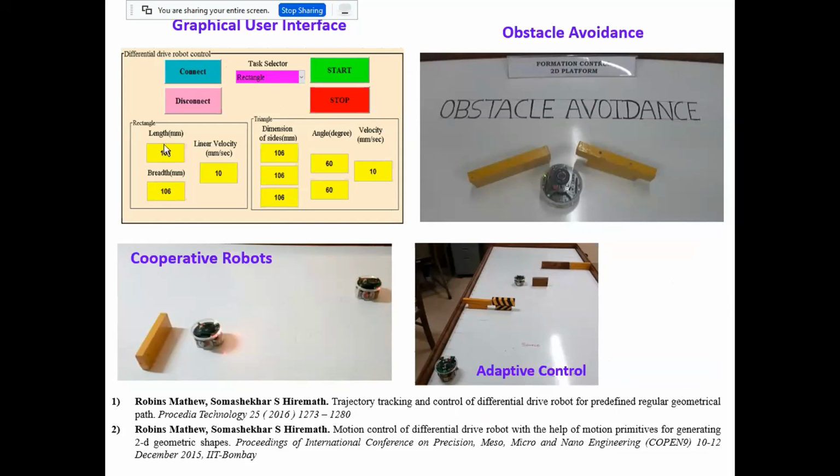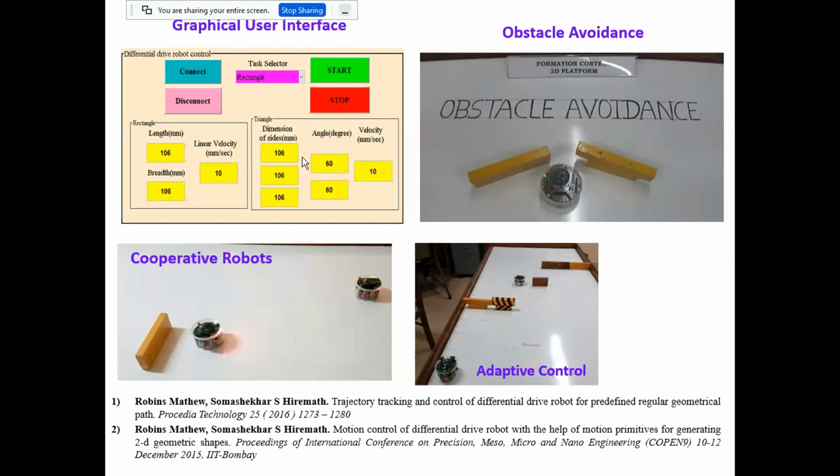If you are selecting the rectangle, you will give the length, breadth and linear velocity. Any linear velocity will do. Then the robot will track the rectangular trajectory on the 2D platform. These are the 2D platforms. This is what we call trajectory tracking.